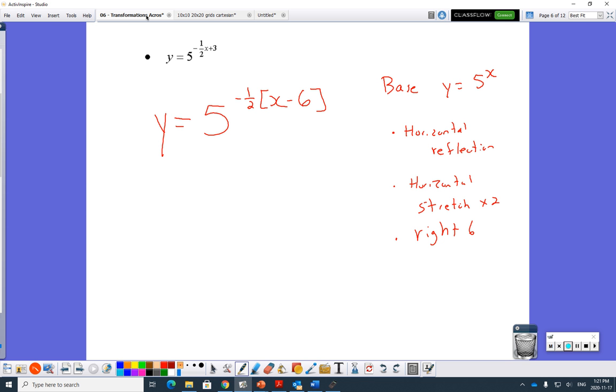How about horizontal stretch factor 2? Can anyone explain that? Not using my words, but using your words to try to help out the people around you.